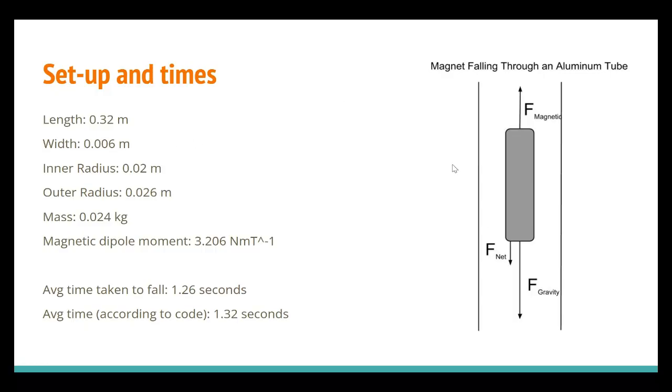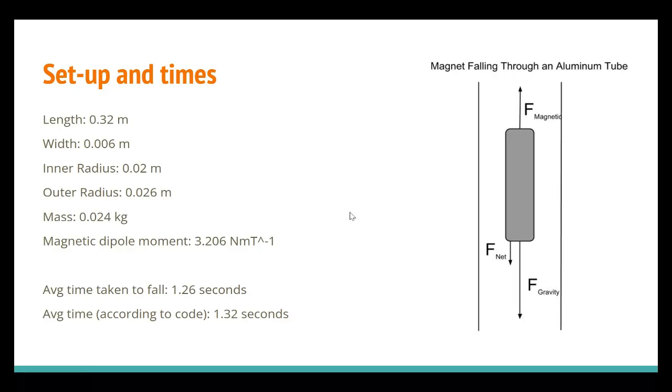Some of the things we had to know about the tube: the length was 0.32 meters, the width was 0.006 meters, the inner radius was 0.02 meters, and the outer radius was a combination of the width and inner radius, so it's 0.026 meters. The mass of the bar magnet was 0.024 kilograms, and the magnetic dipole moment of the magnet was 3.206 newton meters per tesla.